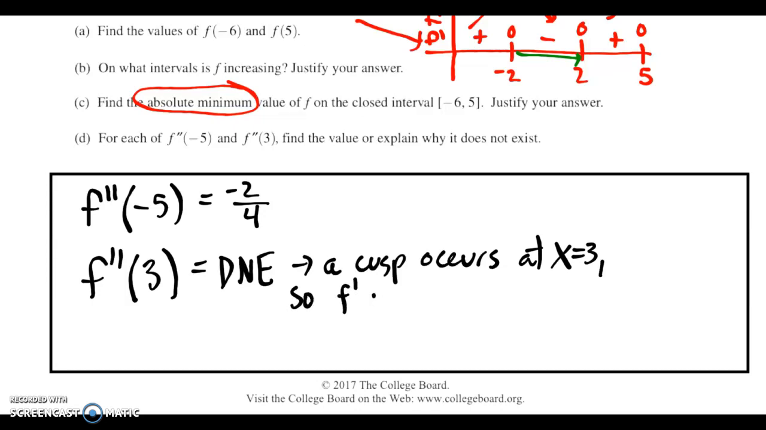So f prime is not differentiable. You can't take a derivative at x equals 3. I used way more words than I needed to. I could have just written down f prime is not differentiable, there's a cusp. Or can't take a derivative, there's a cusp. All that would be enough to get you points.